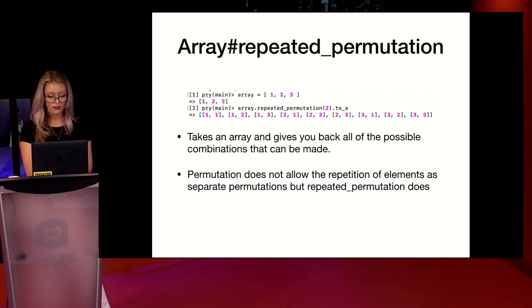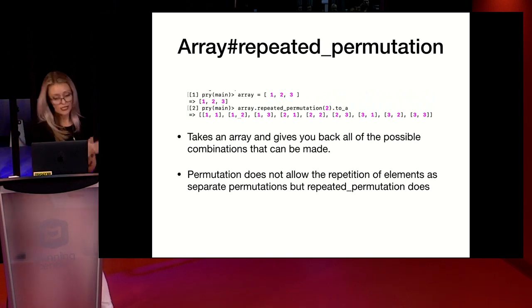For the permutation, a little bit better, but not quite. So we don't care about order. We'd get 1, 2, and 2, 1. But we still can't have the 1, 1, 2, 2, and 3, 3. So then we get repeated combination.